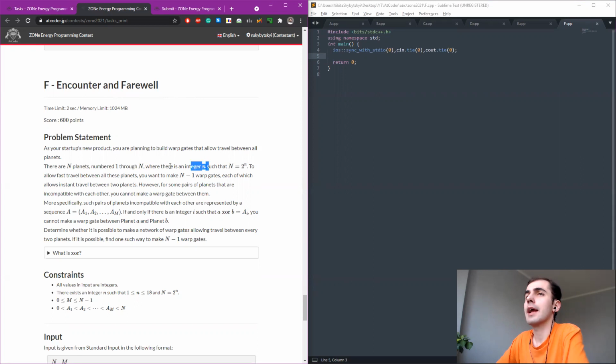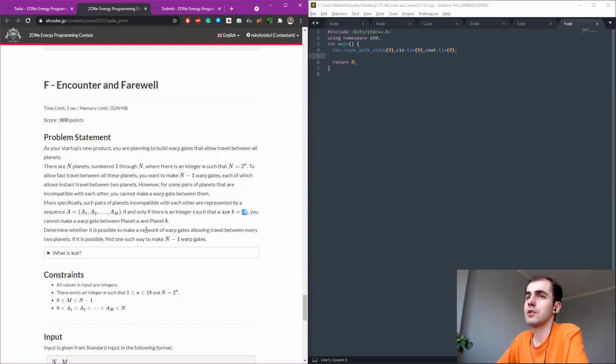There is an integer small n such that capital N equals 2 to the power of n. To allow fast travel between all these planets, you want to make N-1 warp gates, each of which allows instant travel between 2 planets. However, some pairs of planets are incompatible with each other, and you cannot make a warp gate between them. More specifically, such incompatible pairs are presented by a sequence a_i: if and only if there is an integer i such that x xor y equals a_i, you cannot make a warp gate between planet x and planet y.